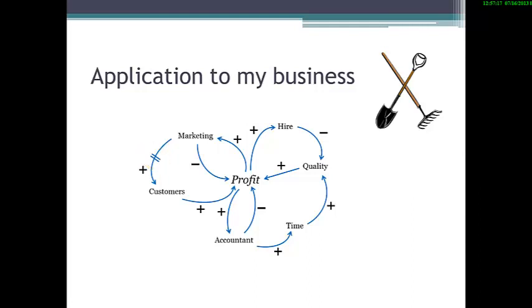Now, as you can see, some loops will come out positive and some negative. There are surely other variables that will affect my profit, but there is a reason that one has to use computers to be able to fully take advantage of system dynamics theory.